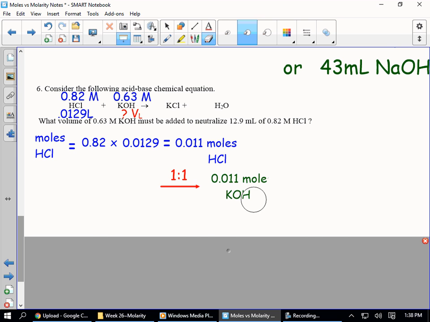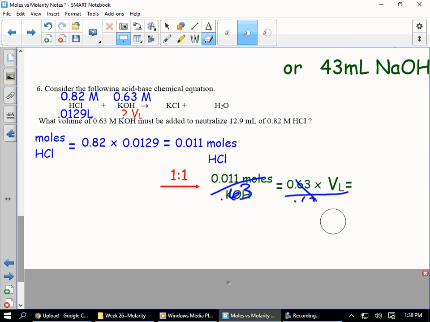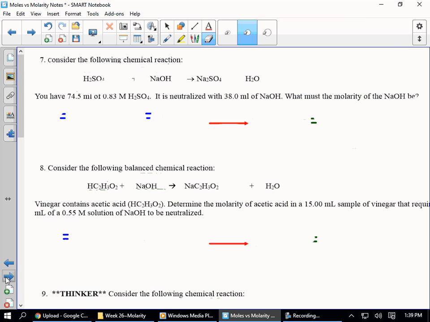I know moles of KOH is equal to, now, I want to find the volume in liters, and I have the molarity, so then I divide this by 0.63, and the answer you're looking at is 17.5 milliliters, or your calculator spits out 0.0175 liters. And that's HCl. Flip it over. Again, I suggest you pause the program, make sure you can balance it. Make sure you can answer it.